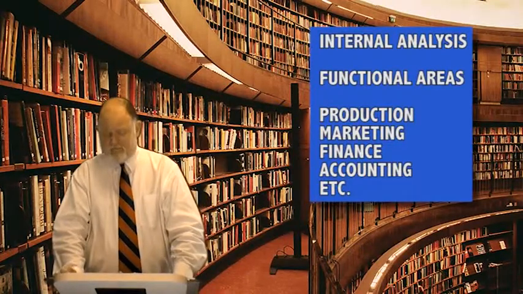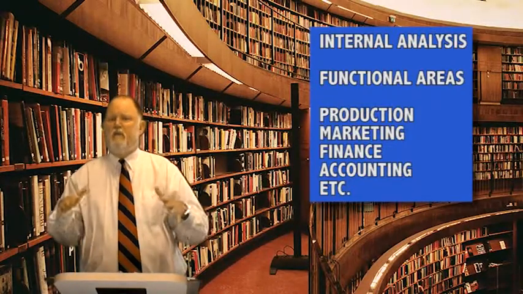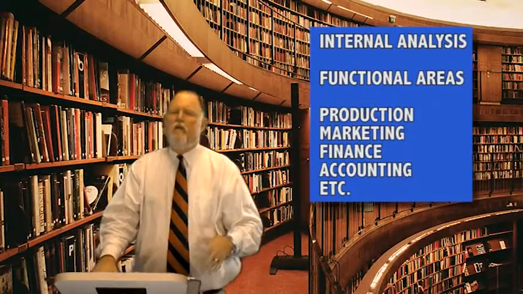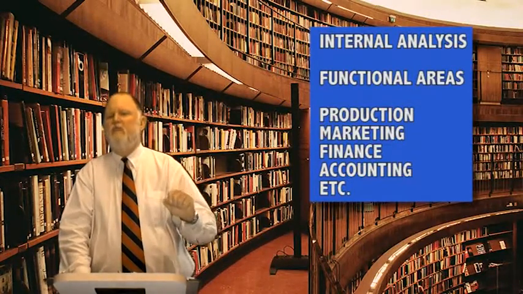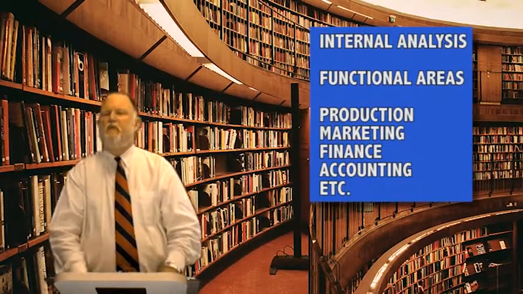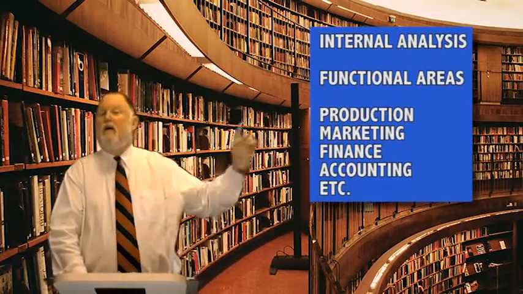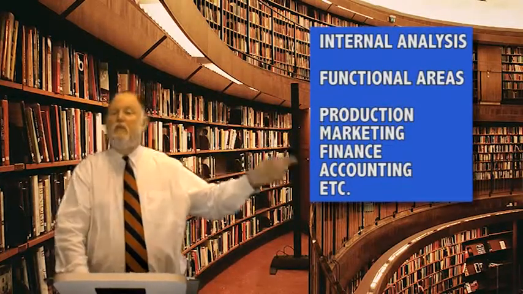Okay, that's great. So where do you go? How do you go about gathering this information? One of the key ways we've looked at is go to the functional areas. Go to the functional areas of your organization. Now, what do I mean by that? Accounting, finance, production, human resources.